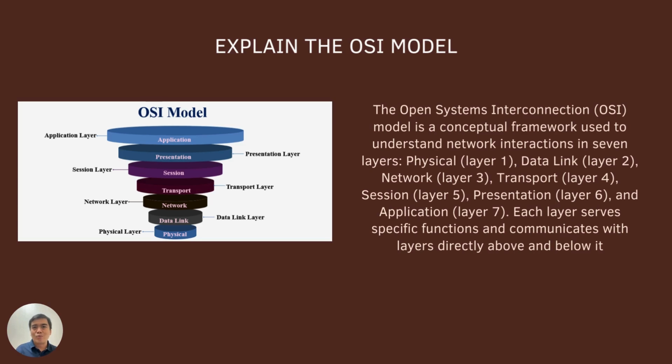First, you have layer 1 or the physical layer. Next layer is layer 2, which is the data link layer. Layer 3 is the network layer. Layer 4 is the transport layer. Layer 5 is the session layer. Layer 6 is the presentation layer. And layer 7 is the application layer. Each layer serves specific functions and communicates with layers directly above and below it.